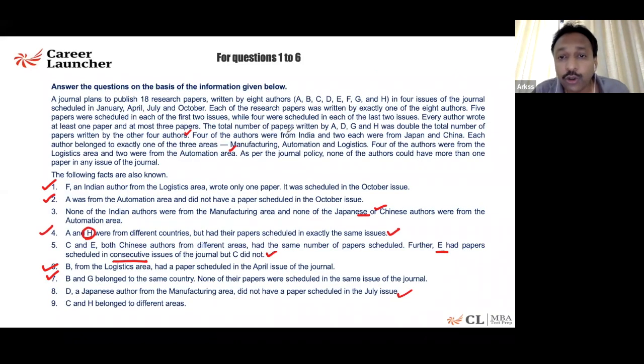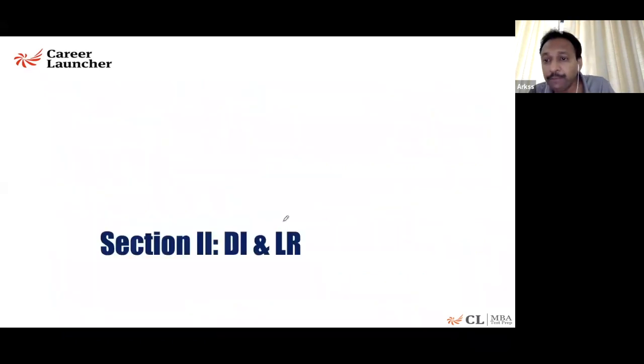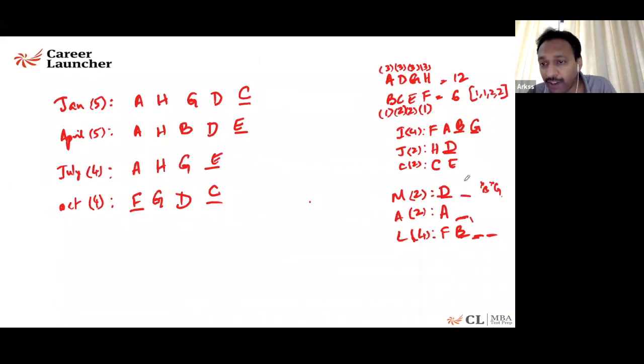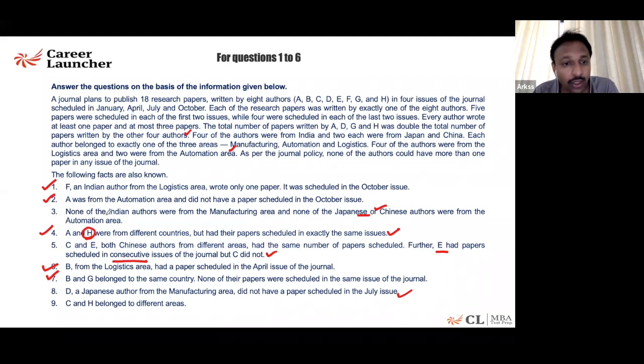We have the total number of papers written was double. None of the Indian authors are from manufacturing. So we got none of them from manufacturing here. So who can this be? None of the Indian authors were from the automation area.